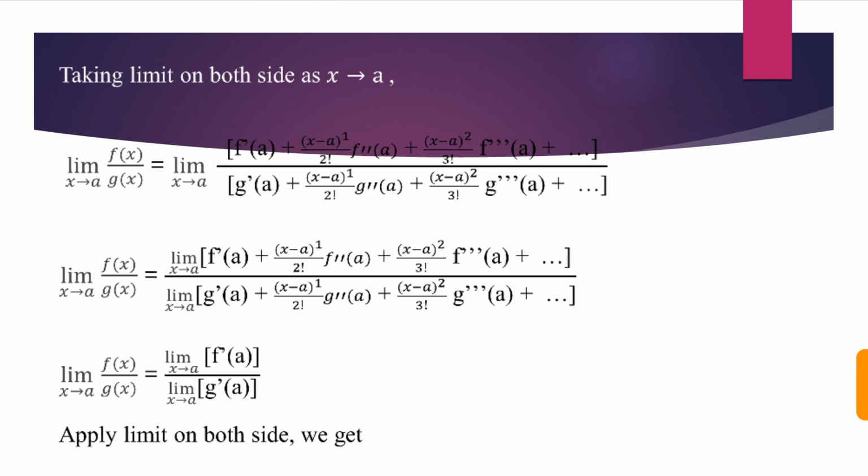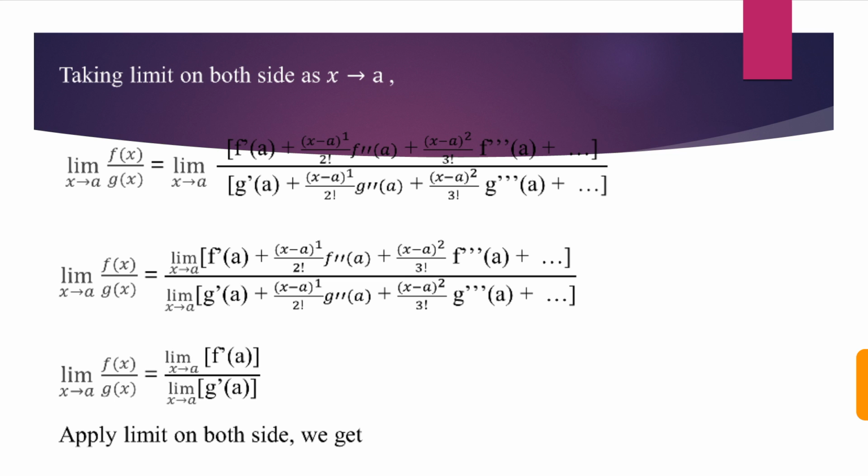Now taking limit on both sides as x tends to a, limit x tends to a f of x upon g of x is equal to limit x tends to a [f'(a) + (x−a)/2! f''(a) + (x−a)²/3! f'''(a) + ...] divided by [g'(a) + (x−a)/2! g''(a) + (x−a)²/3! g'''(a) + ...].